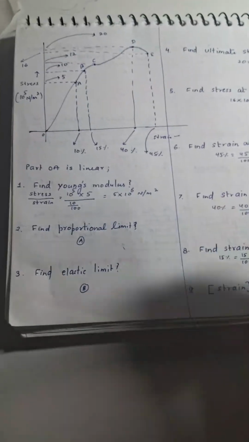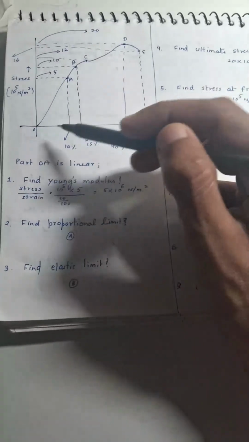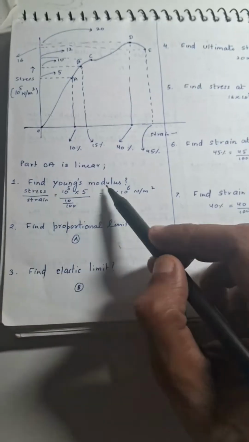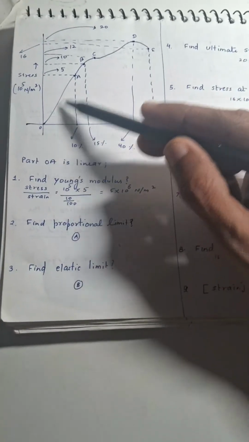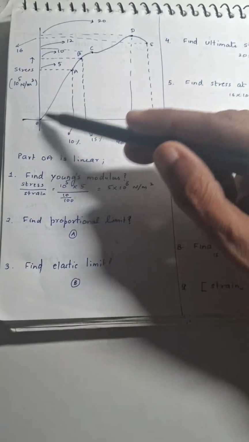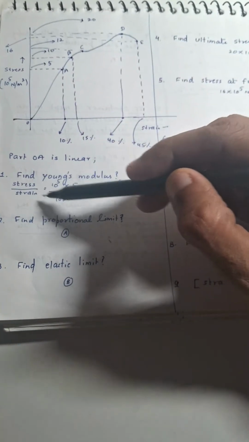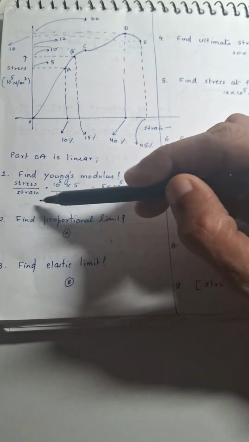Then is another discussion on stress strain curve for a substance. It's given over here. So here the first question is to find Young's modulus. So Young's modulus means the range in which the graph is a straight line. So here it is a straight line, and we know that the slope is given by Young's modulus. So it is stress by strain.